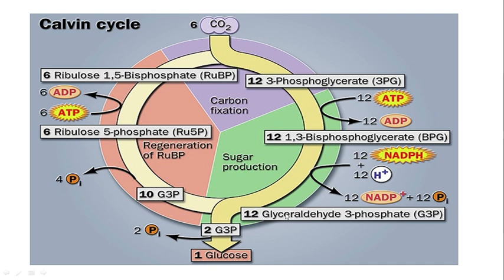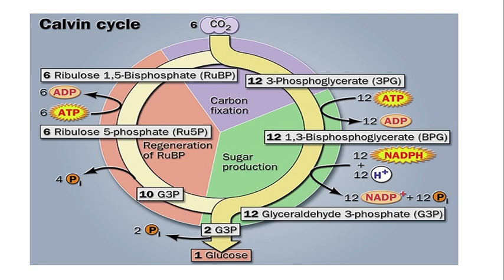It will be reduced into glyceraldehyde 3-phosphate, and from the 10 molecules of glyceraldehyde 3-phosphate, ribulose 5-phosphate will be produced. So in this way the cycle is repeated, and 6 runs of the cycle are required to produce one glucose molecule, and the surplus glyceraldehyde 3-phosphate produced by the reaction can be used to form a variety of carbohydrates depending upon the need of the plant.